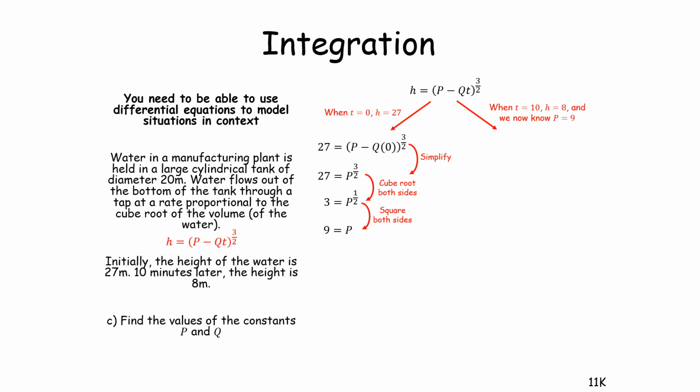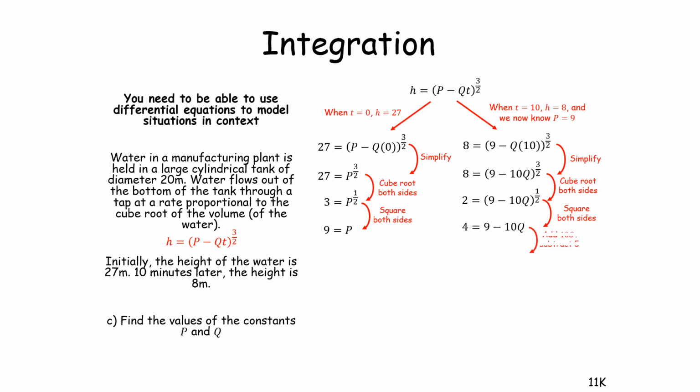Now we do the same thing. We're told when t is equal to 10, h is equal to 8, and we also know what p is now. So if we substitute this information in and simplify, we cube root both sides, and we square both sides, add 10q and subtract 5, and that will give us q equal to 0.5. So now we could write h equal to 9 minus 0.5t all to the power of 3 over 2.